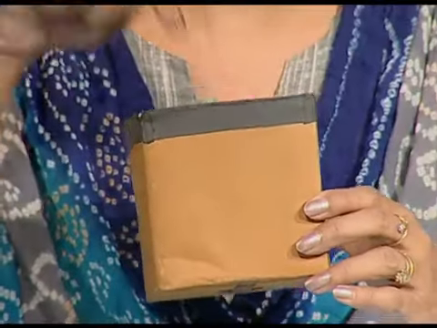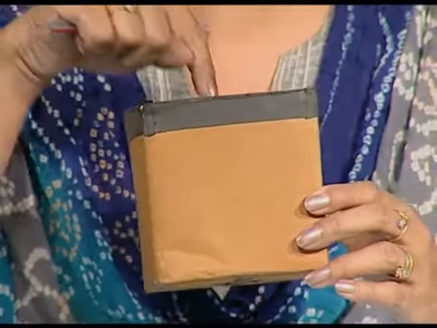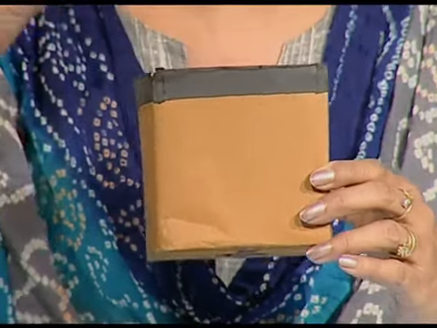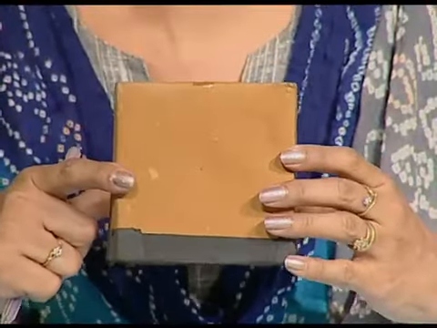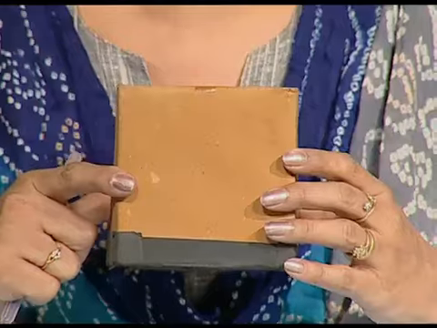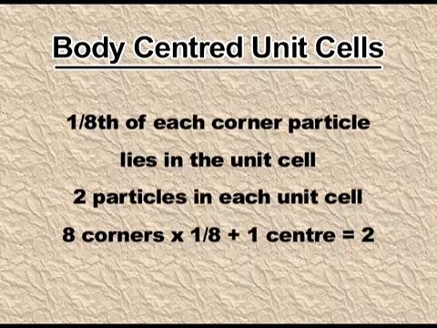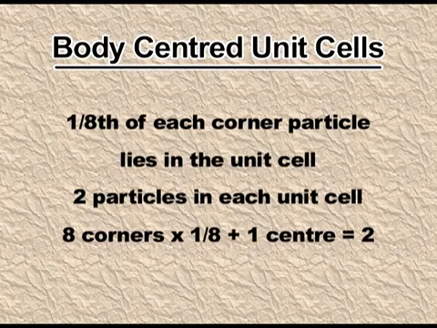Let me tell you once again how. This one which is inside this body belongs only to this unit cell. That one atom plus the atoms at the corners, which will contribute only 1/8. So 8 corners into 1/8 is equal to 1, plus this one. So 1 plus 1 is equal to 2. So the total number of atoms in a BCC type unit cell is 2.